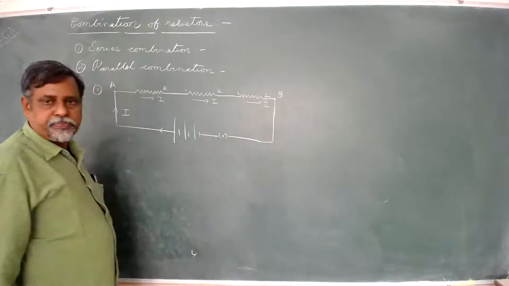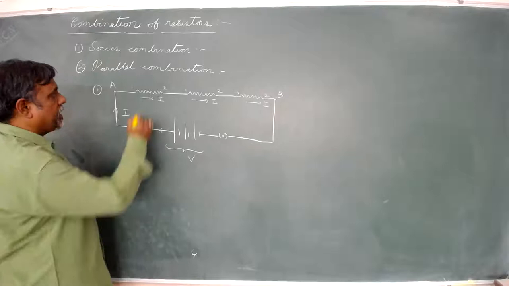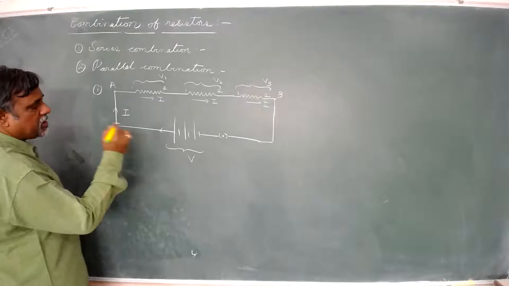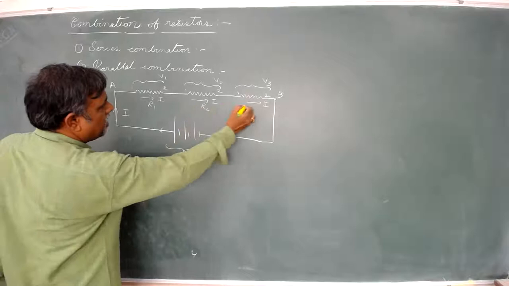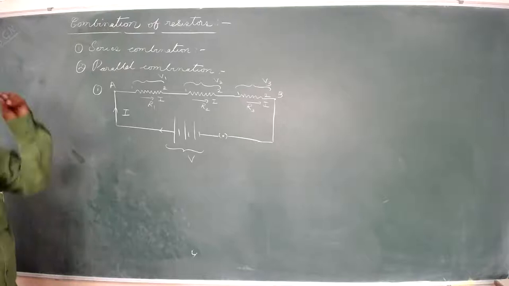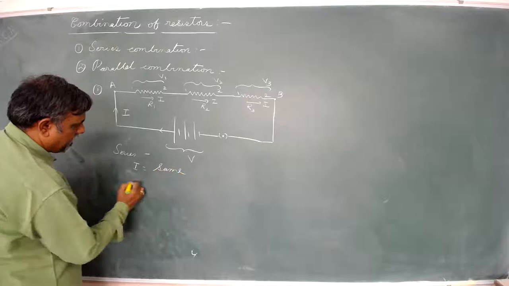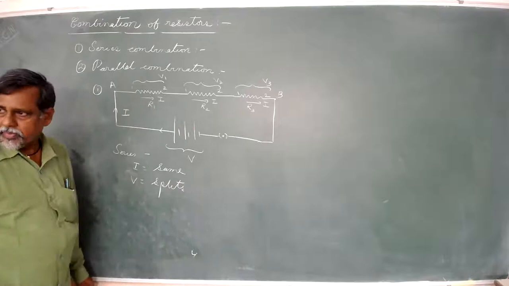But what about the total potential we have? This potential will be splitting. So across this resistor the potential is V1, across this one V2, across this one V3. This type of splitting of potentials takes place according to their resistance values. Its resistance is R1, its resistance is R2, its resistance is R3. Now what happens? The same current passes. That's what we need to understand. So in series combination, current remains the same, but potential splits.